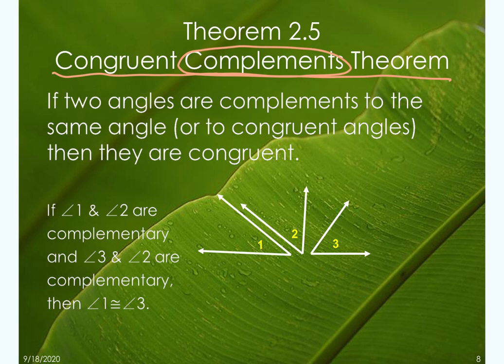So if angle 1 and angle 2 are complementary and 3 and 2 are complementary, then 1 equals or is congruent to angle 3. If 1 and 2 sum to 90 and 2 and 3 sum to 90, then 1 and 3 are congruent.